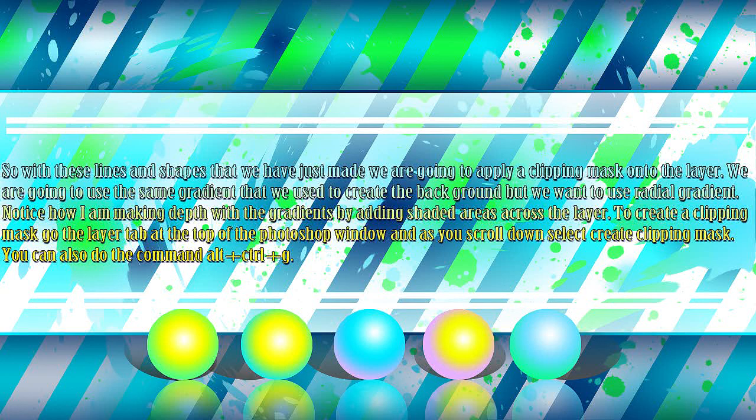So with these lines and shapes that we have just made, we are going to apply a clipping mask onto the layer. We are going to use the same gradient that we used to create the background, but we want to use radial gradient. Notice how I am making depth with gradients by adding shaded areas across the layer. To create a clipping mask, simply go over to the layer tab at the top of the window, and as you scroll down you'll see create clipping mask, or Alt-Control-G, I believe.